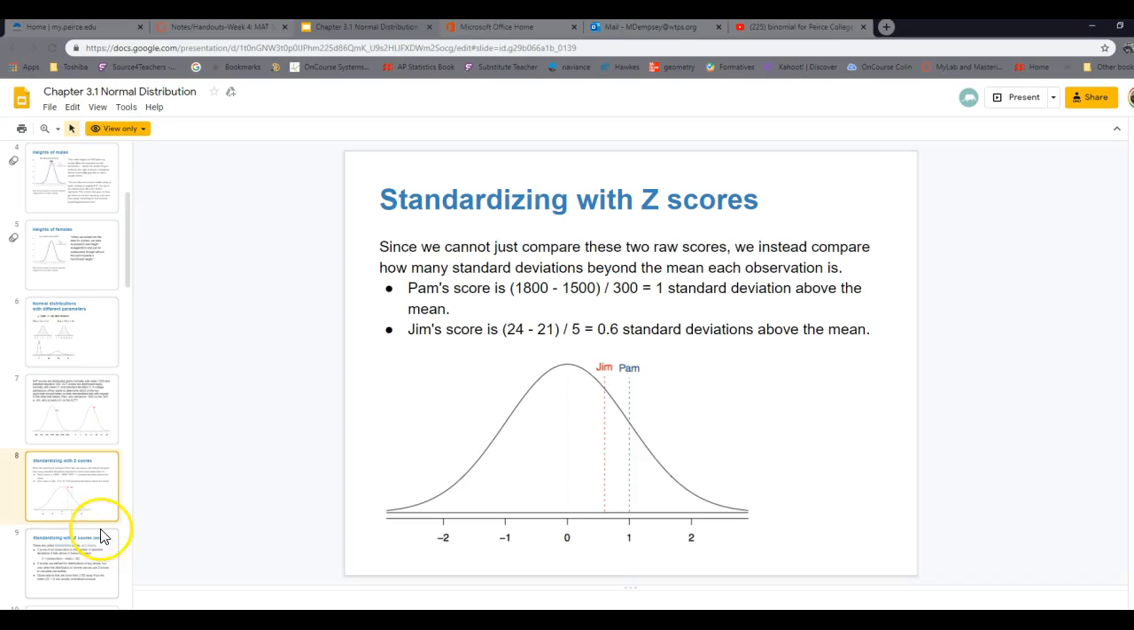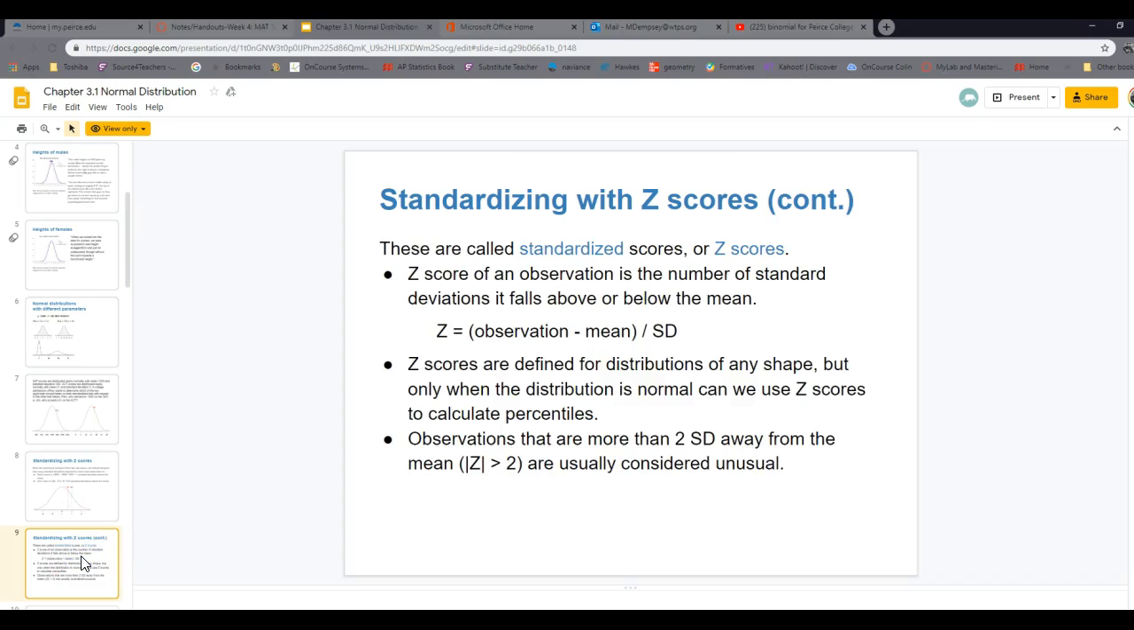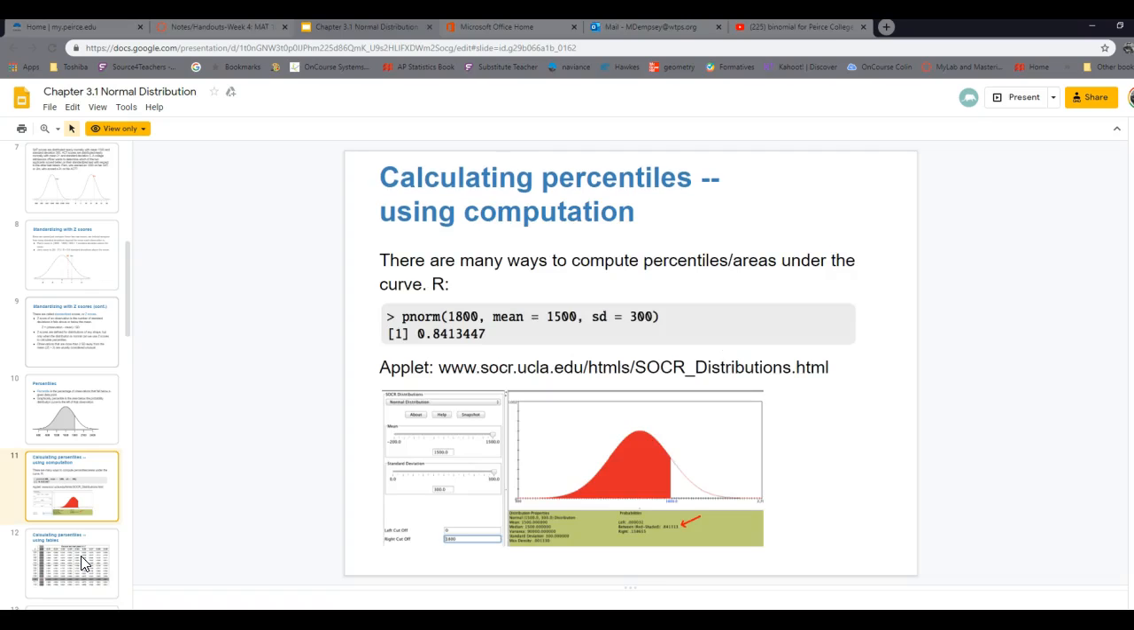That's something that we want to do next. We want to be able to calculate percentiles using this normal distribution, right? So here we have the same score. The mean was 1,500. The score was 1,800 and a standard deviation of 300.